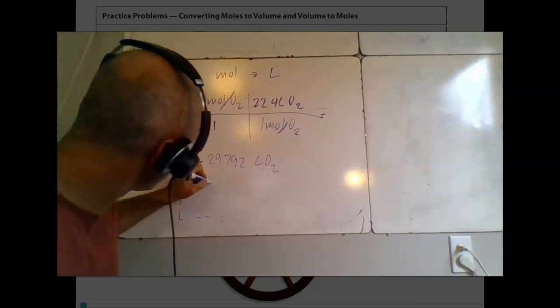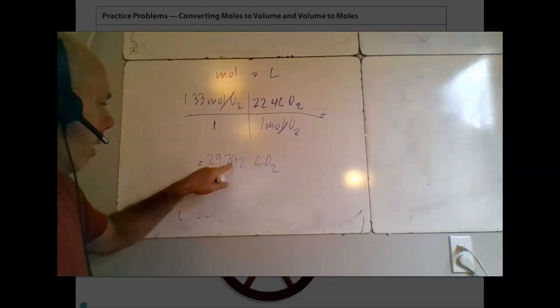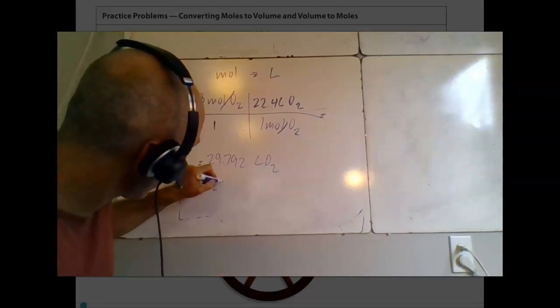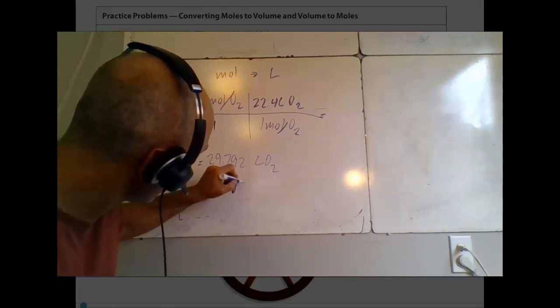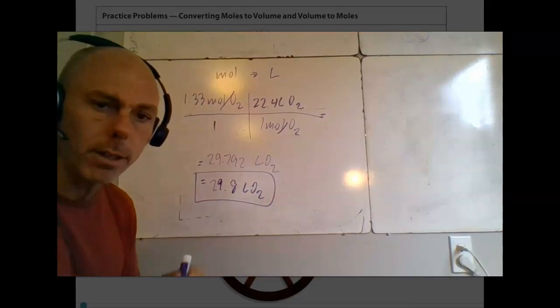So it's going to be 3. Ooh, I almost got excited to write a 9, but that 9's going to kick that 7 up to an 8. Never mind, I still get to write my 9. 29.8 liters of O2. Thought it was going to round up to 30, but it didn't.